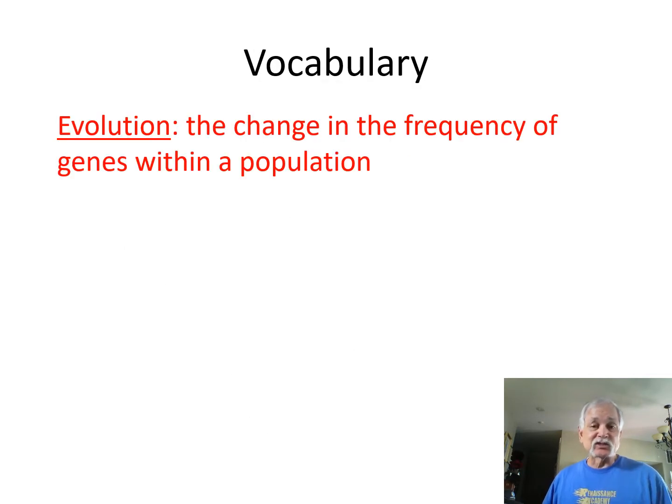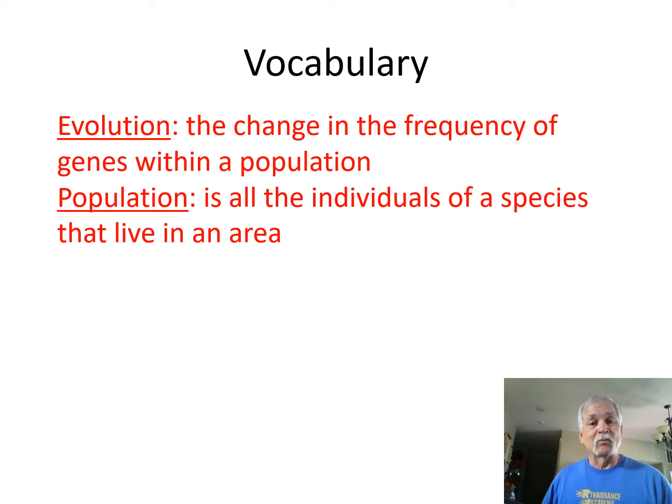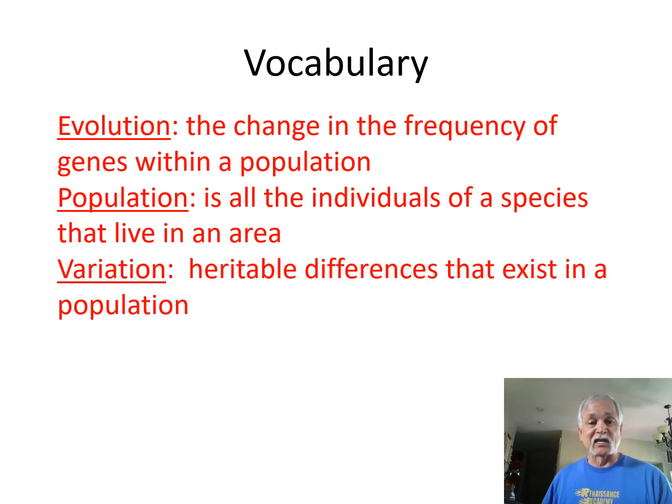All right, evolution is a change in the frequency of genes within a population. If you remember from our discussion on genetics, we're made up of all kinds of traits because of our DNA, and we have alleles that define those traits. But anytime we have a change in the gene pool, then we start to have evolution. Now, a population is all the individuals of a species that live in an area, just like all the jackrabbits that may live in Utah County, or all the 7th graders that are at Renaissance Academy.